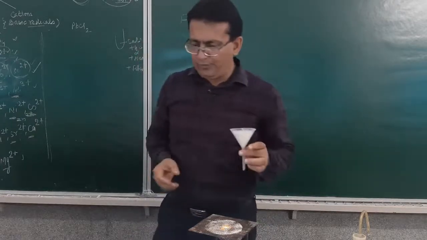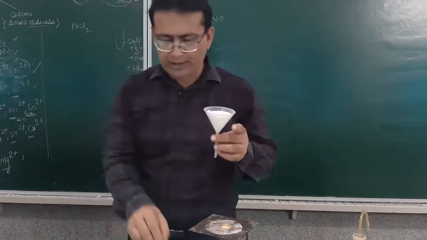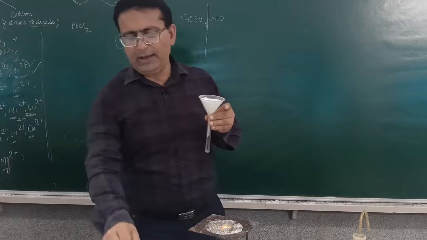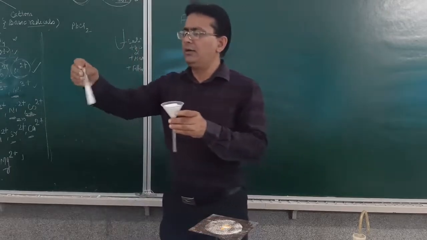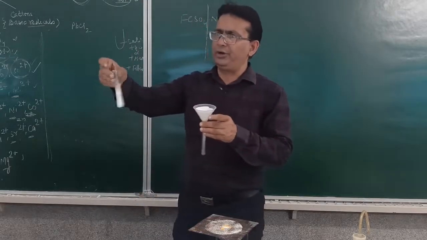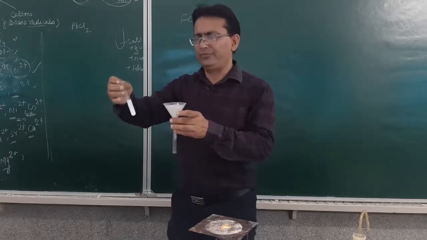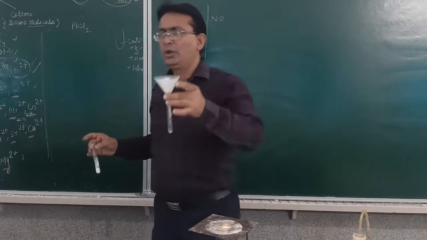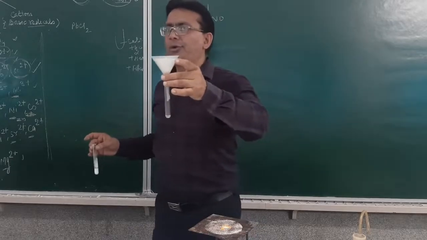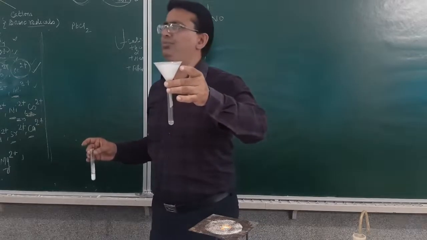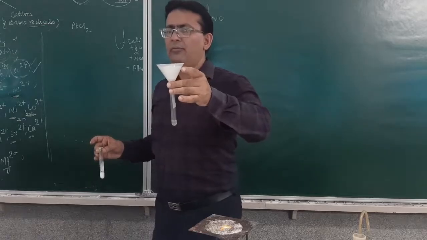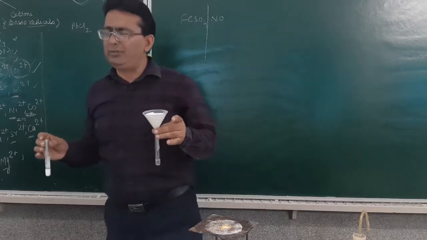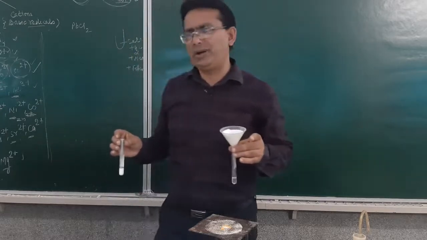Then I'll filter it. How do I filter? I'll put a test tube below it, and add to it the original solution, in which dilute HCl is added, so that it starts filtering up. Am I clear? The filtrate will be kept for the second group, but the residue will be used to carry out the confirmatory test of lead.